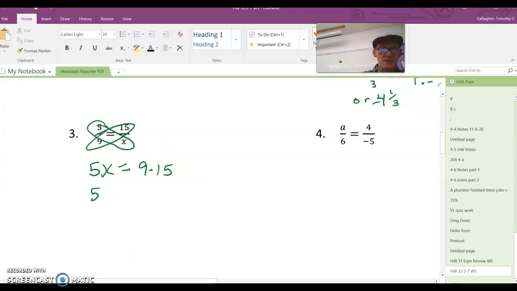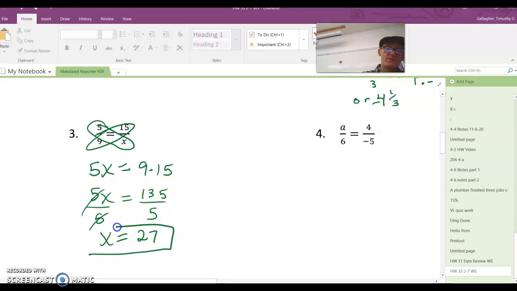Anyway, the equation I get is 5x is equal to, well, 9 times 15, I think, is 135. And dividing both sides by 5, x equals, well, 135 divided by 5, I think, is 27. Okay, so that one is not a fraction. That's good. All right, this one looks like it might be a fraction answer.